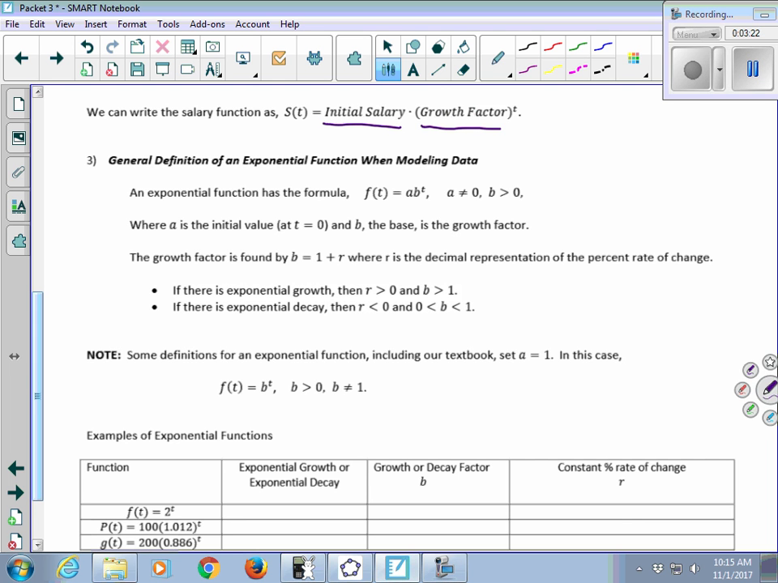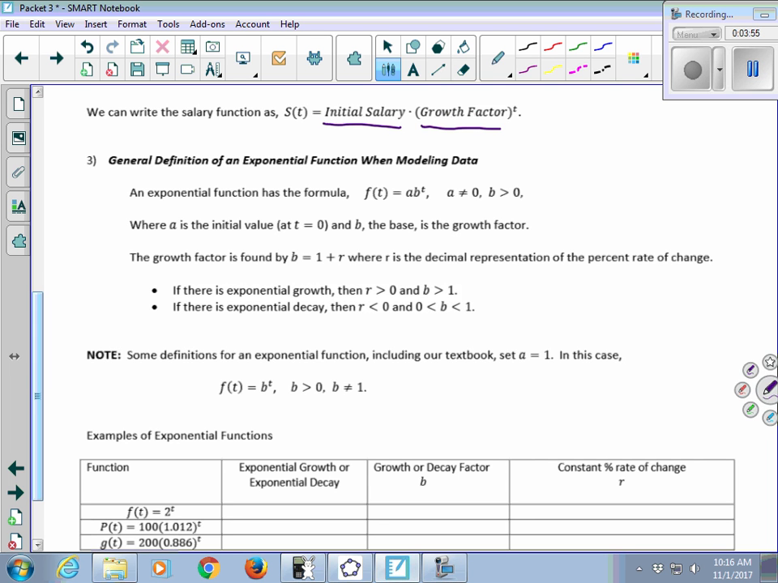A is always going to be your initial value, the value when t equals 0. And b is the base of your exponential function, also called the growth factor. The growth factor is found by taking 1 plus your percent growth rate or decay rate. In the salary example, we were growing by 3%, so my r was 0.03. So my growth factor was 1 plus 0.03.